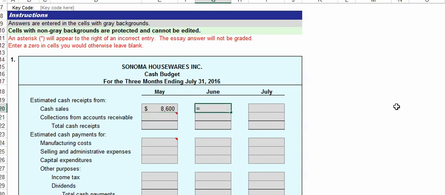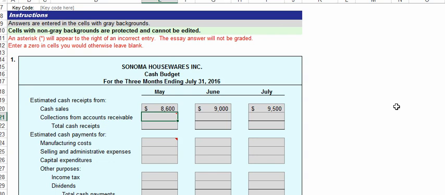All right, June sales in total from the chart 90,000 times 0.1, just $9,000 June's cash sales, and then 95,000 times 0.1, just 9,500 cash sales for the month of July.